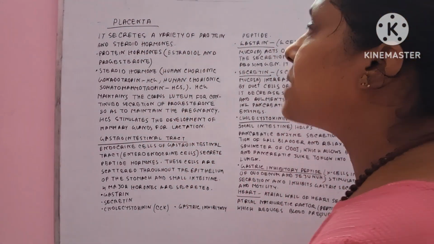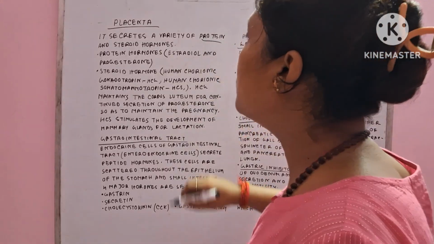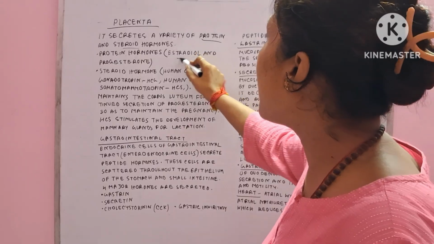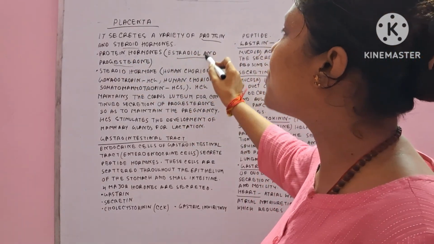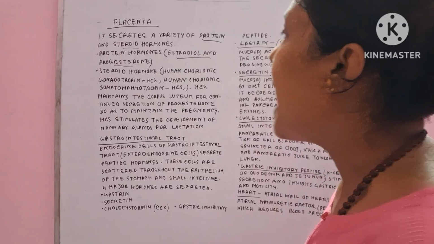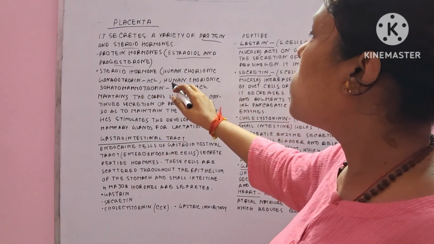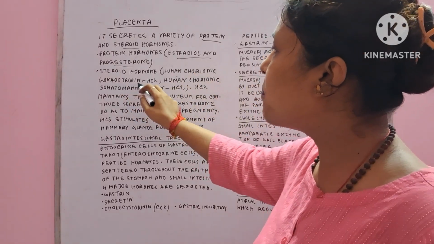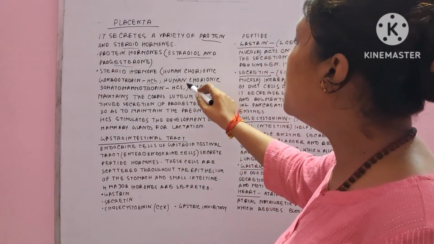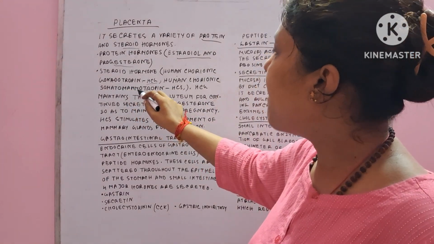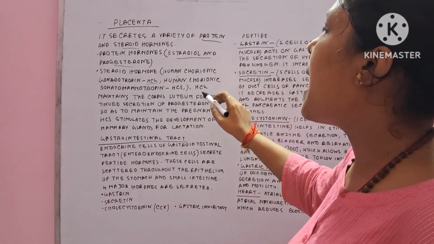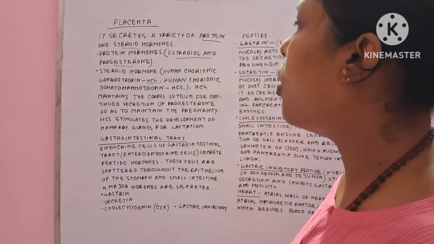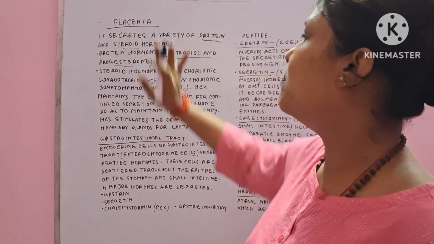Placenta secretes two types of hormones. One is the protein hormone, another is the steroid hormone. Under the protein hormones, these two are involved: one is the estradiol and the second one is the progesterone. And in case of steroid hormone, there are hormones like human chorionic gonadotropin, that is the short form HCG, and human chorionic somatomammotropin, that is the HCS. These two are the hormones that are released from the placenta.